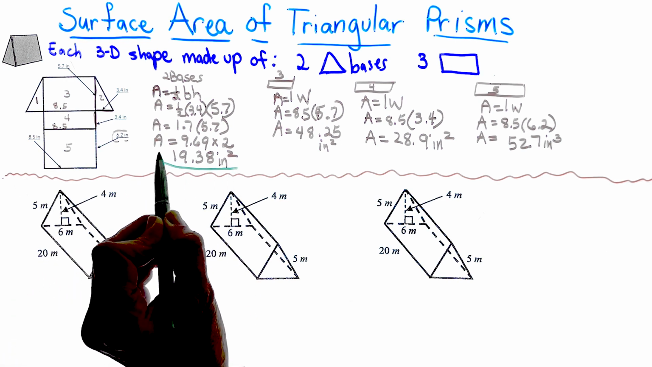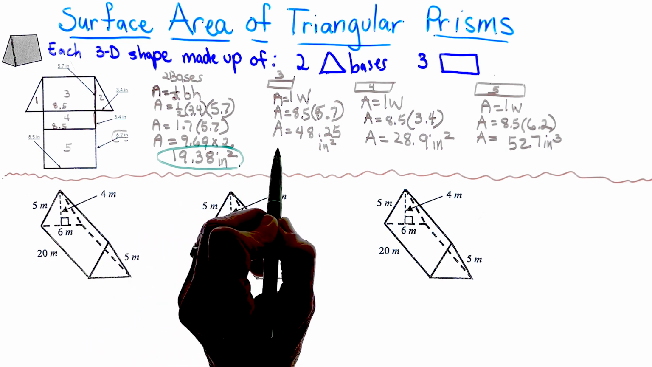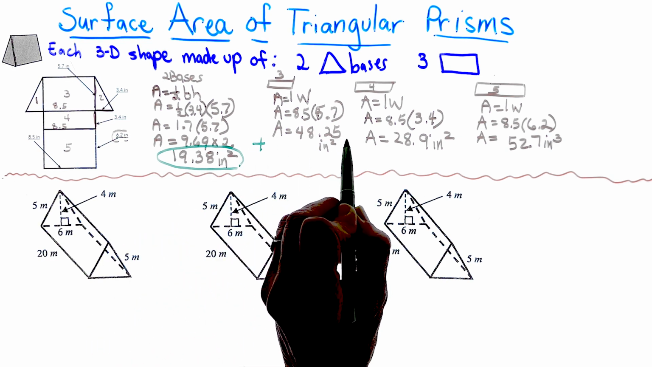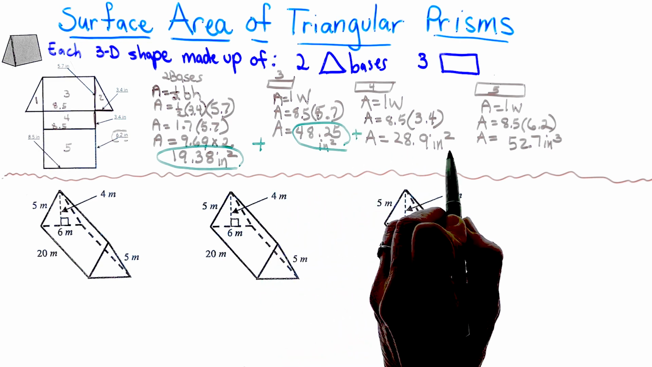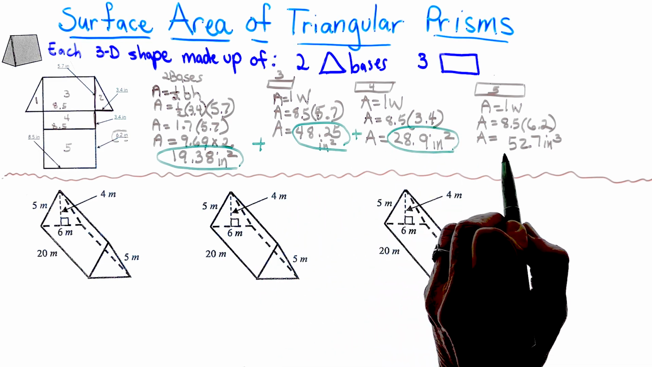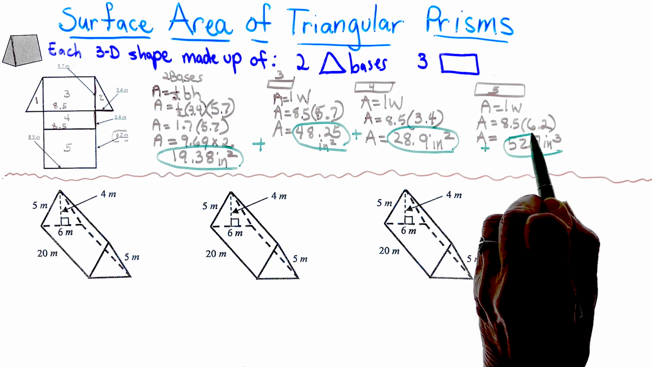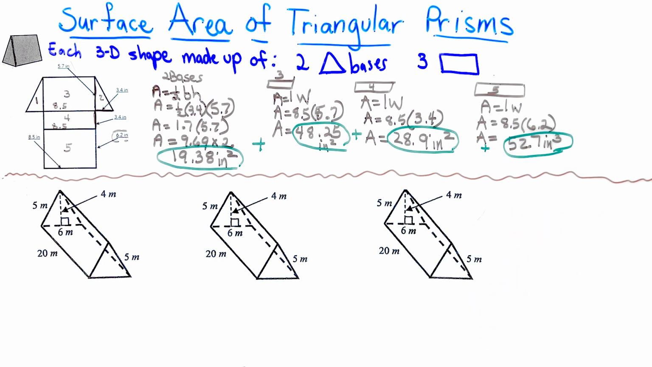So now, in order to find the total surface area, we are going to take our two bases and add it to the one rectangle, and add it to the next rectangle, and finally we will add it to the third rectangle. So we have a lot of adding to do, making sure we line up our decimal points.